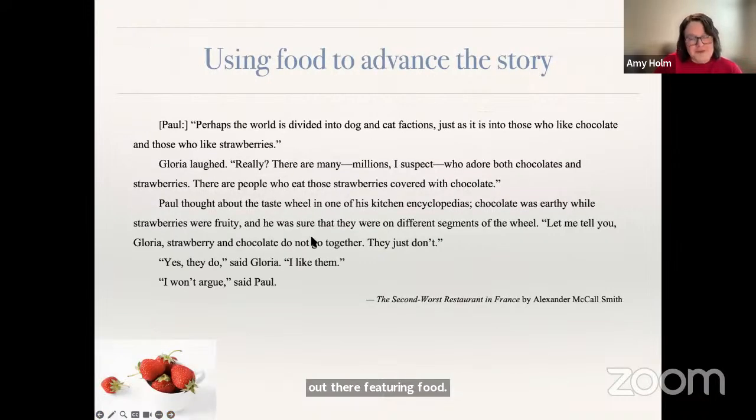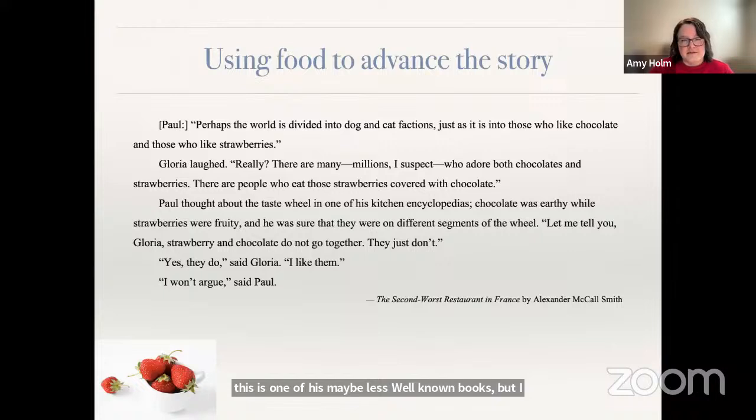Okay. Using food to advance the story. The writer Alexander McCall Smith is a really prolific writer, and this is one of his maybe less well-known books, but I happened to find it at the library and really enjoyed it. In this case, it's two people talking. They're in a relationship. They're not married, but they're partners, and their relationship is not going to make it. And the discussion, which talks about food, illustrates the divide. So we have Paul.